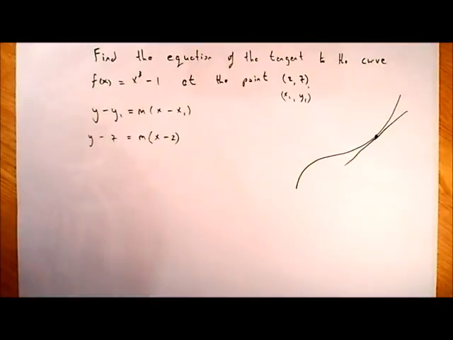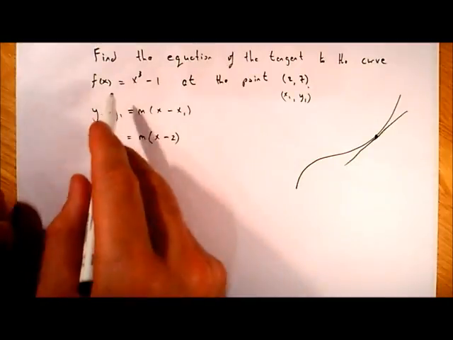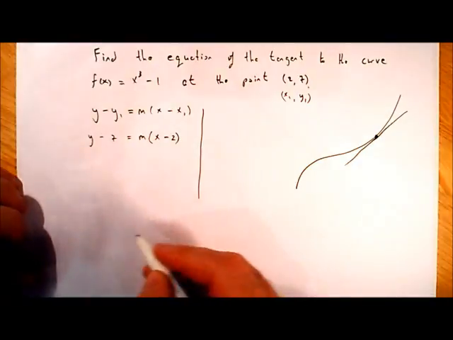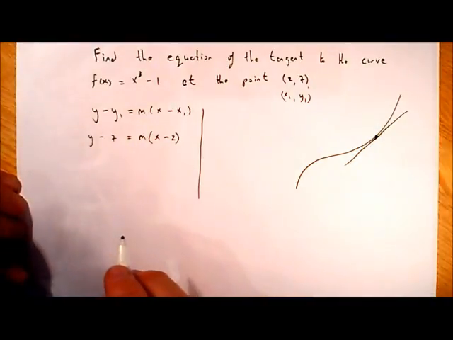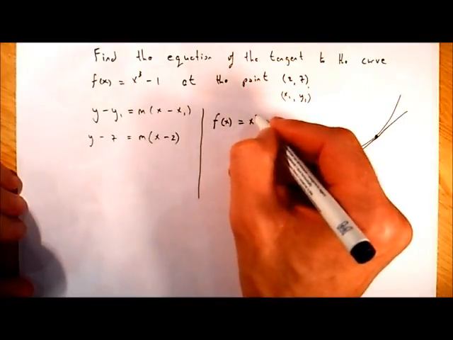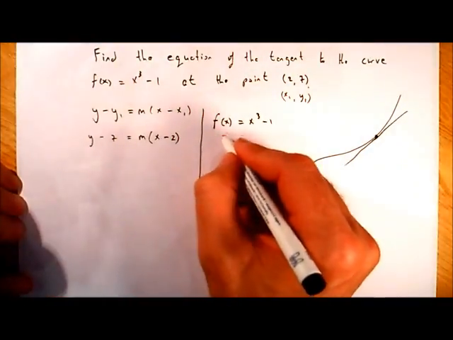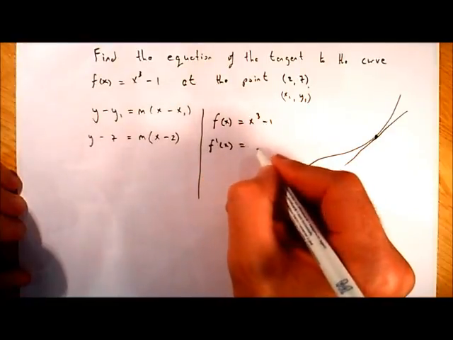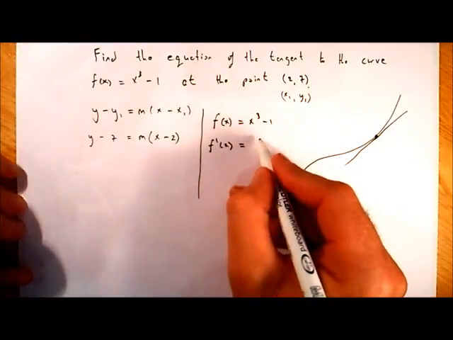The only thing that we haven't got is m, which is the slope of the tangent. But if you remember, the slope of the tangent and the slope of the curve are the same thing. So if we could find the slope of the curve, which we know how to do because the slope of the curve is just f dash of x, then we would know the slope of the tangent. So we have f of x is equal to x cubed minus 1. So the slope of the curve, which will be the same as the slope of the tangent, is f dash of x, which means I need to differentiate this.